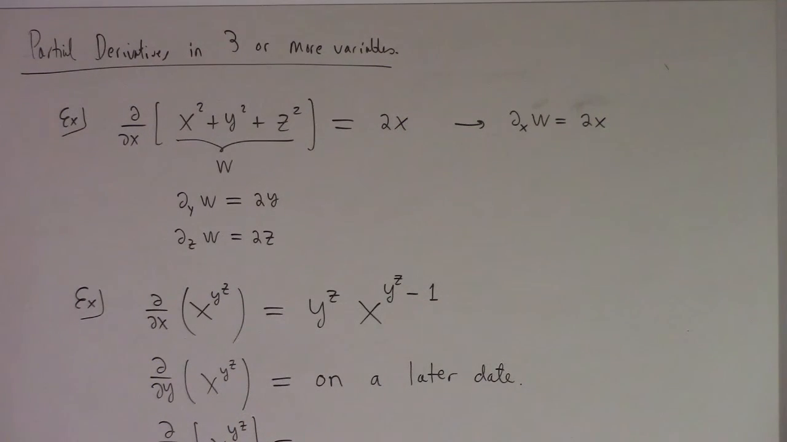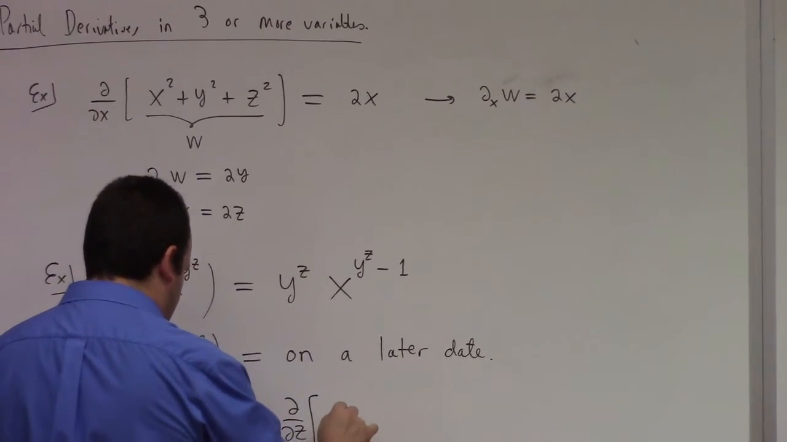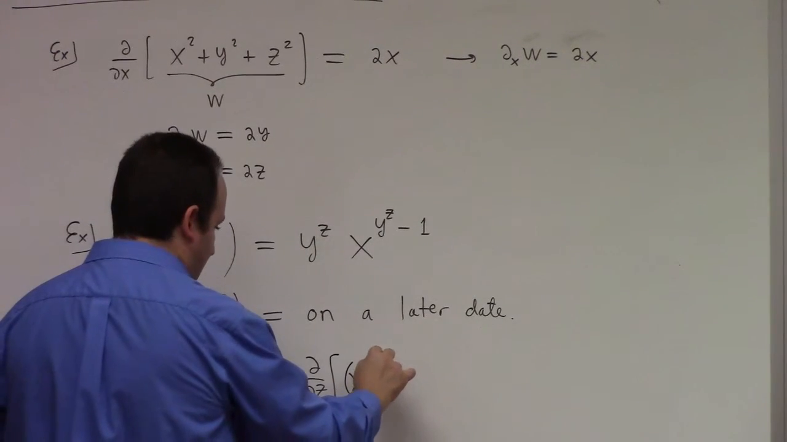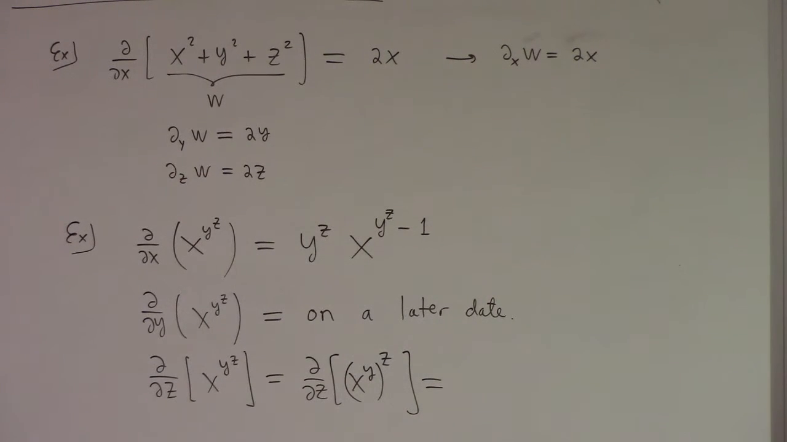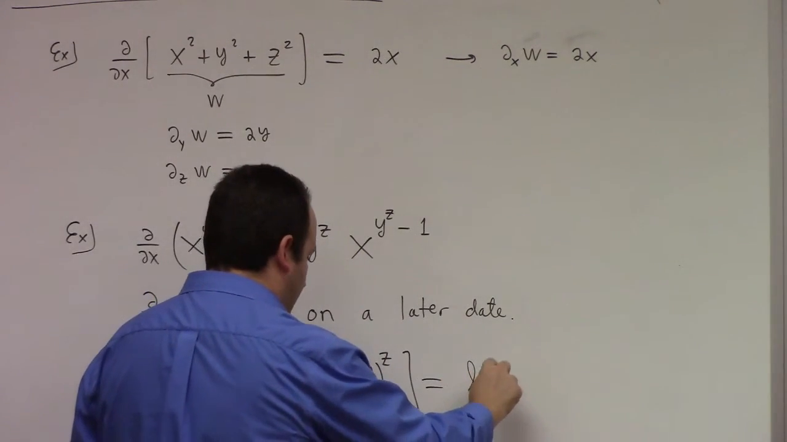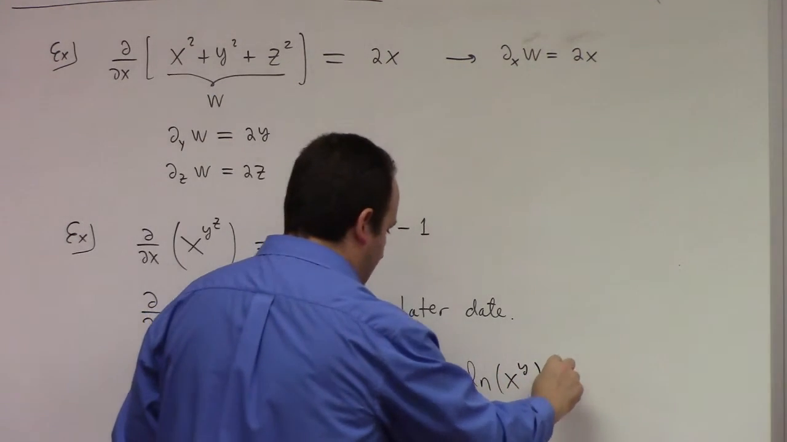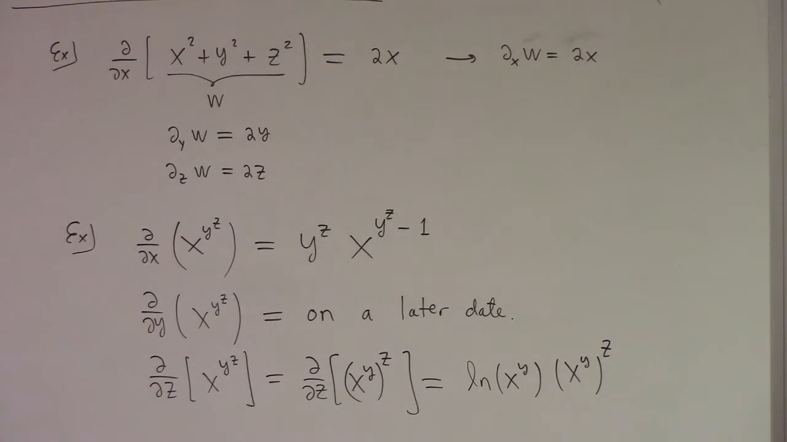Let me just reemphasize what this is: partial z of x to the y, parentheses to the z, right? That's what that notation means. So you see the base is x to the y, which is a constant with respect to the z differentiation. So this is now an exponential function in z, right? So I do natural log of x to the y times x to the y to the z. And of course, you could simplify that, and you could pull the y outside the natural log, but there it is.